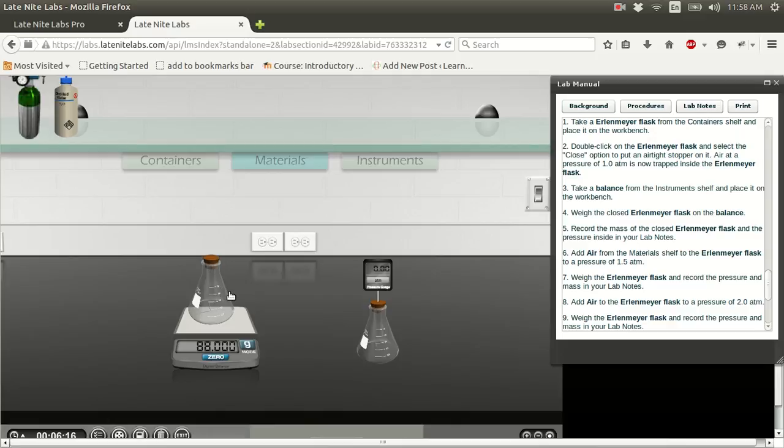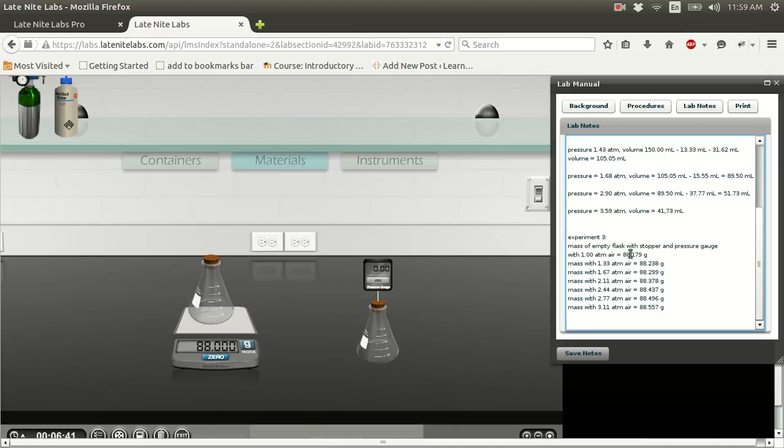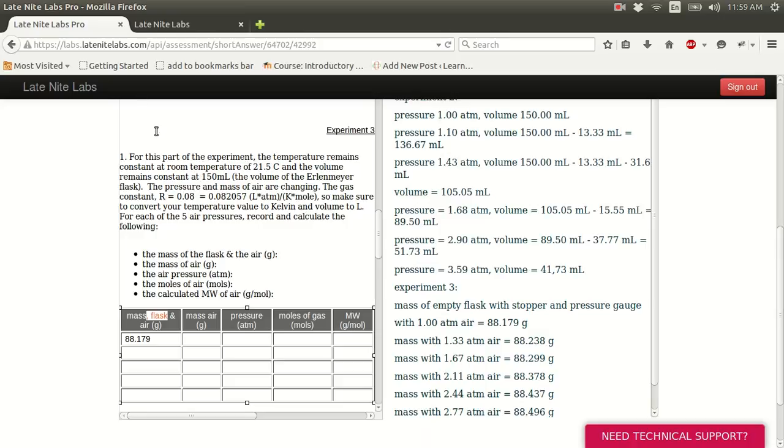So what does this mean? This means that the late night lab is considering the stopper to have a 0 mass, which of course is impossible. But it also means that the first piece of data that I had there, the 88.179 grams for the flask and air at 1 atmosphere, that was for experiment number 3, that 0.179 comes from the air at 1 atmosphere. So you just have to assume that the flask and all of its attached apparatus, such as the stopper, are all at 88.000 grams. So to get the mass of air, you subtract 88.000 grams.